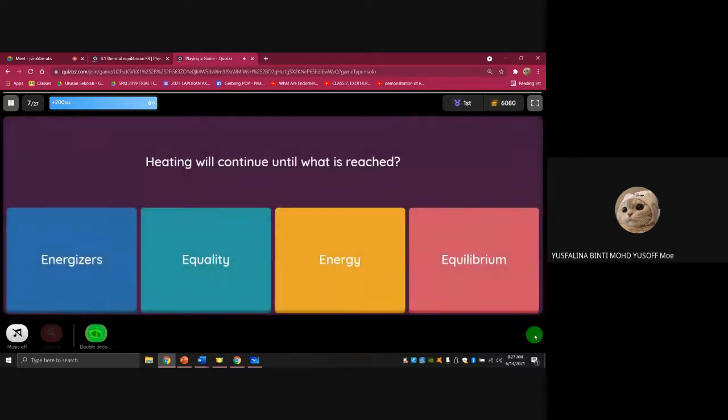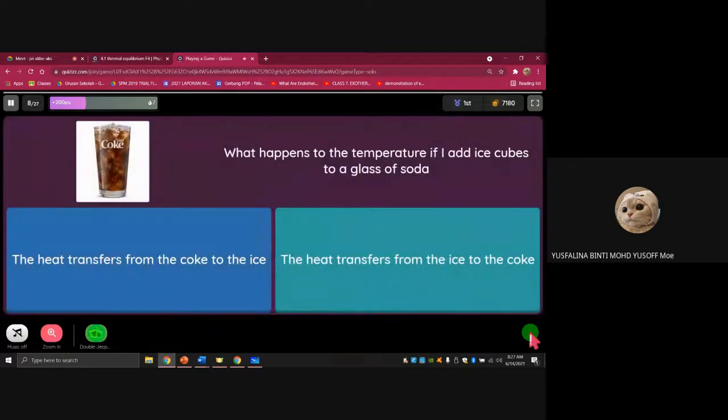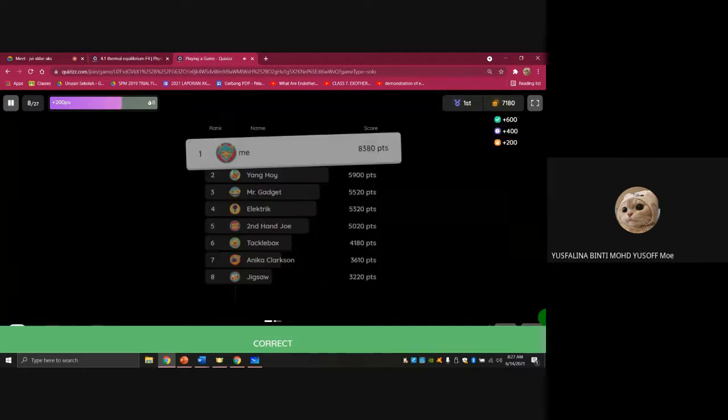Okay, number 7. Heating will continue until what it reaches? This one is easy, equilibrium. Okay, and then Kritika, what happens to the temperature if I add an ice cube to a glass of soda? The heat will transfer from where to where? To the cold, to the ice, yes. And from the hot object to the cold object.